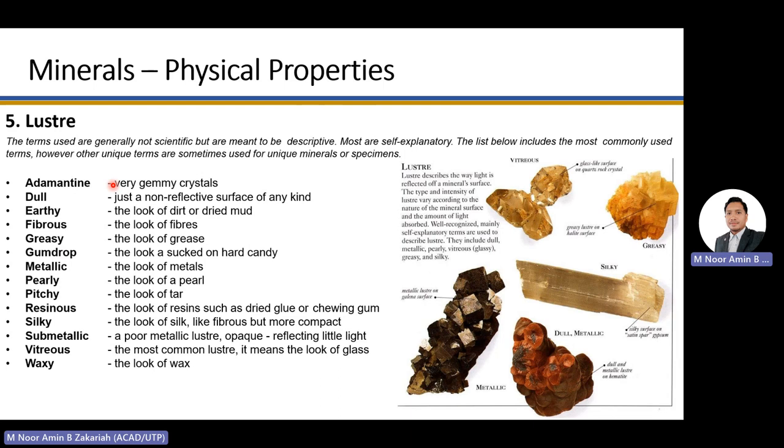Okay, for example, adamantine. This luster is like that of a diamond. So it is the most brilliant luster of all. Examples of minerals with adamantine luster include diamond, corundum. Diamond, corundum, and spinel are types of gemmy crystals, and the degree of adamantine shows how the mineral actually reflects light. And dull is quite common as well. This luster is like that of unpolished stone. It is the least common luster of minerals. For example, dull luster includes feldspar, amphibole, pyroxenes, and so on.